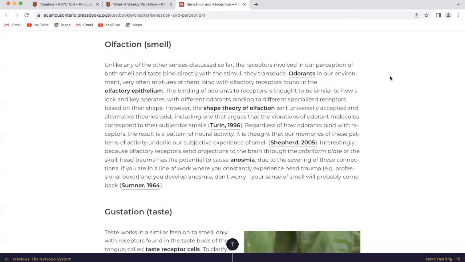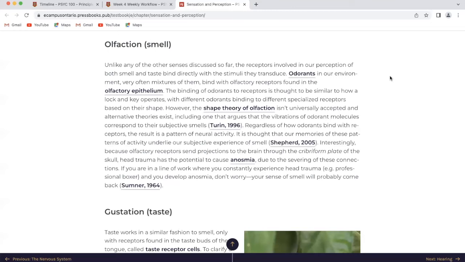However, the shape theory of olfaction isn't universally accepted, and alternative theories exist, including one that argues that the vibrations of odorant molecules correspond to their subjective smells. Regardless of how odorants bind with receptors, the result is a pattern of neural activity. It is thought that our memories of these patterns of activity underlie our subjective experience of smell.